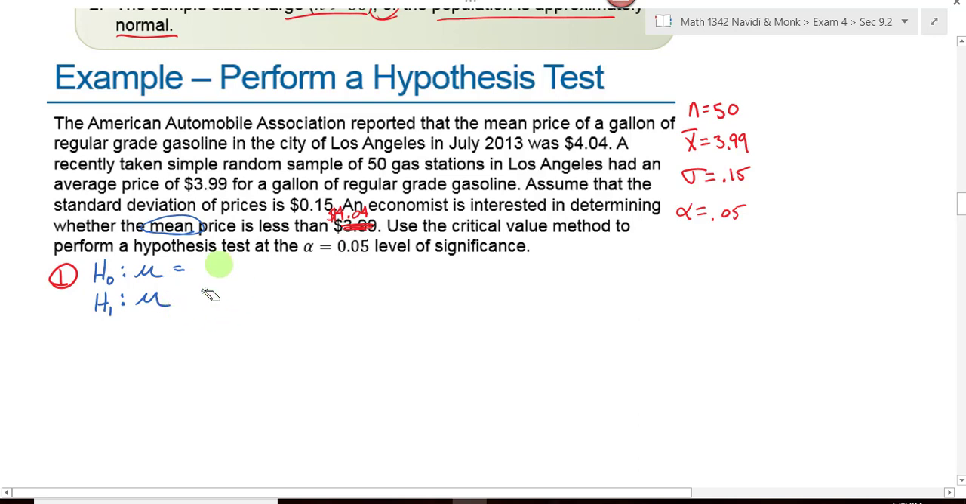What number do we use here? Well, this symbol will be less than, but then what number do I use? 4.04. And we use the same number on both the null and the alternative hypothesis. Look at what they're interested in, and that gives you all of the information you need to write your null and alternative hypothesis. He's interested in determining whether a mean, that's why we used a mu, is less than, there's the inequality for our alternative hypothesis, 4.04. That's the number that we use.